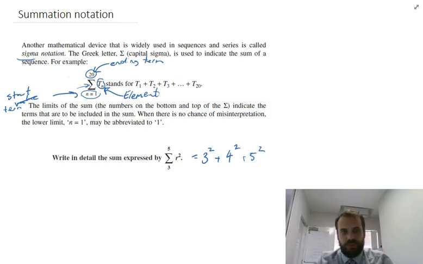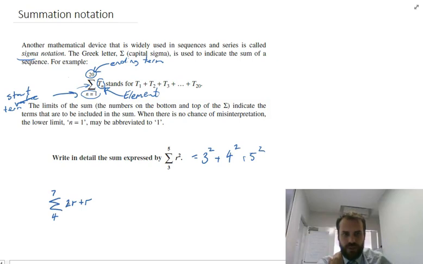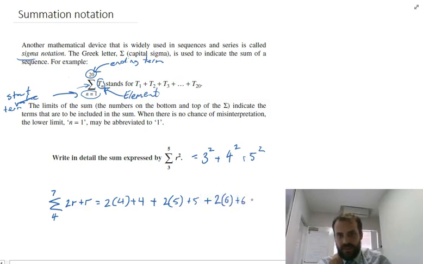You might just do one more. So now we've got sigma from 4 to 7 of 2r plus r. So if I'm going to do this one, now we need to do each element from 4 to 7, and r gets replaced with each element. So it's going to be 2 times 4 plus 4, plus 2 times 5 plus 5, plus 2 times 6 plus 6, plus 2 times 7 plus 7.